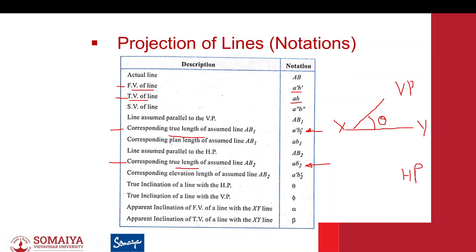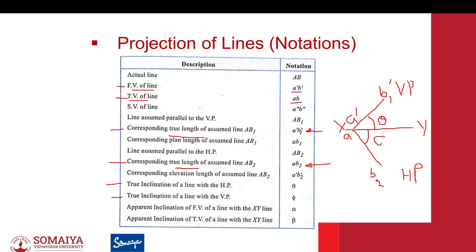Okay, so the inclination of a line with reference to HP will be denoted by theta, whereas for the inclination of a line with respect to VP, suppose this is a line. Suppose this is a point A and this is a point B1 dash. I'm taking a very naive example, A dash B1 dash. And suppose this is a point A and this is a point B2. As per our convention, this A B2 is a line.